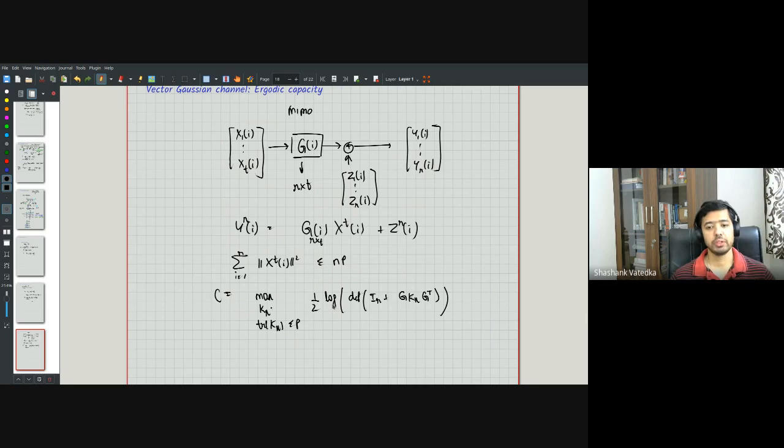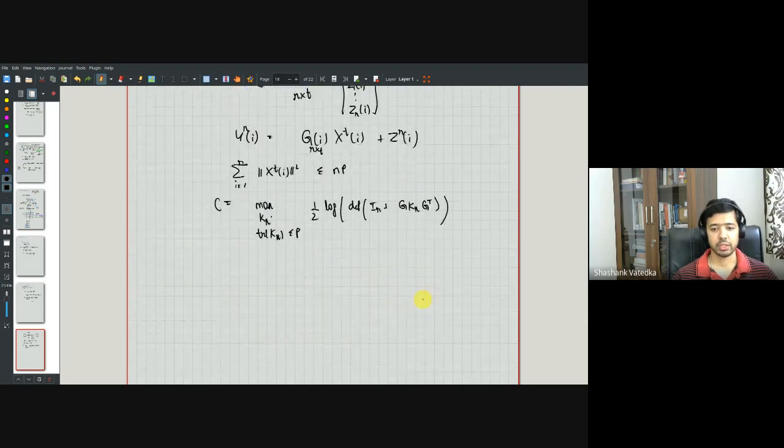The capacity of this particular channel is known. The capacity is again very similar to what we had for the single antenna case. It turns out to be the maximum over all possible Kx, where you maximize over all possible covariance matrices which satisfy the power constraint, so the trace of Kx should be less than or equal to P, of half log of the determinant of the identity matrix plus G Kx G transpose. So this turns out to be the capacity of a general fast fading MIMO channel.